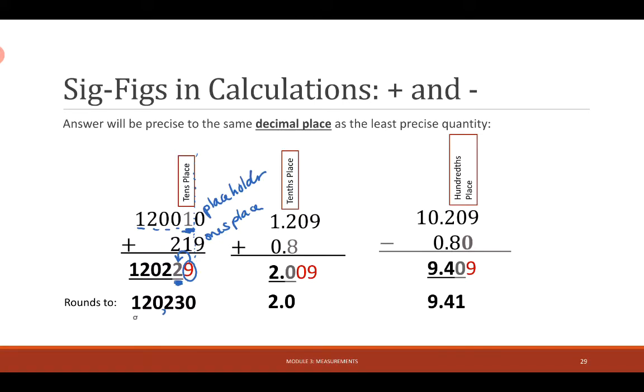120,230. Or you could write it in scientific notation, 1.2023, without the 0 at the end because that 0 is not significant. And then you go times 10 to the 1, 2, 3, 4, 5. Times 10 to the 5th. Either way is okay.